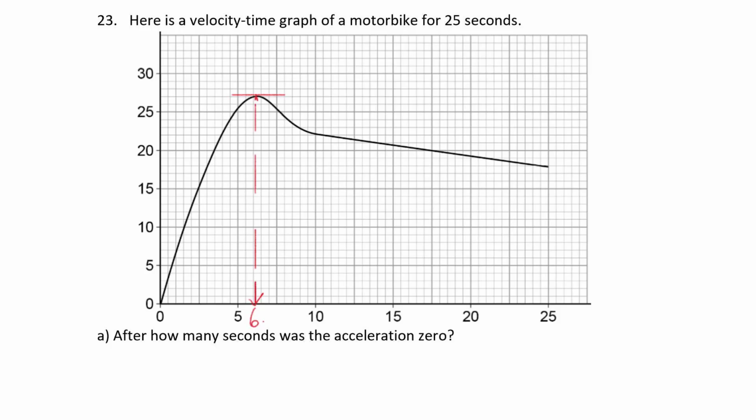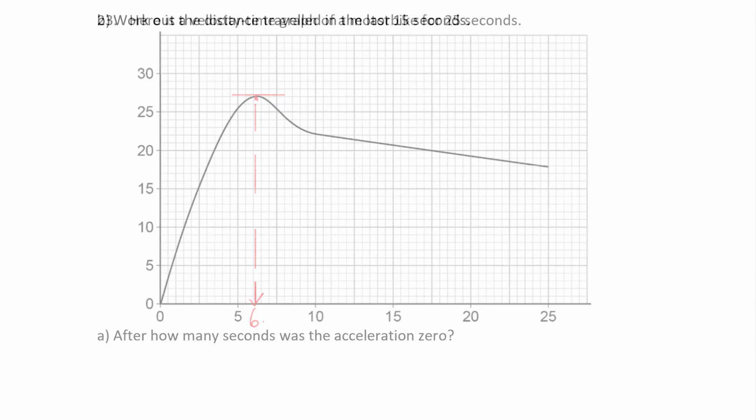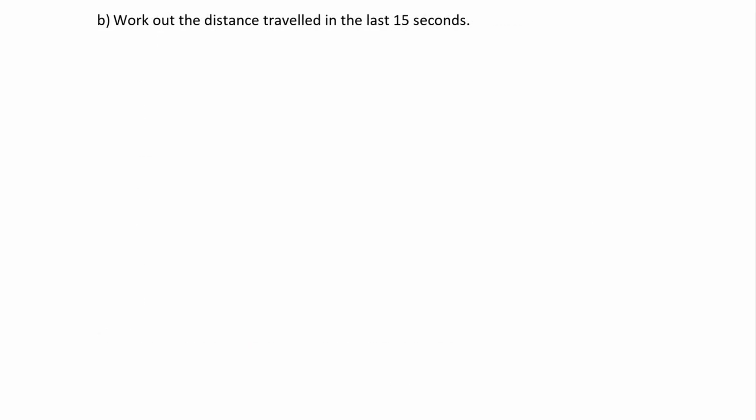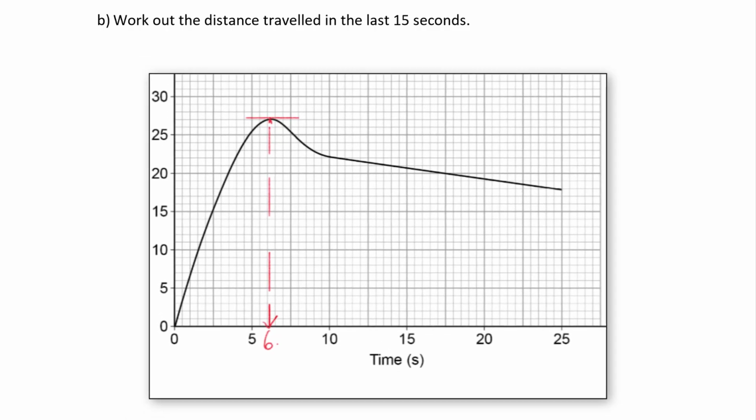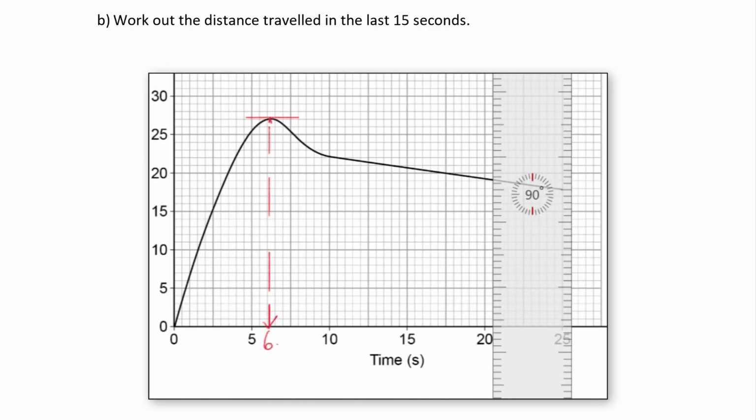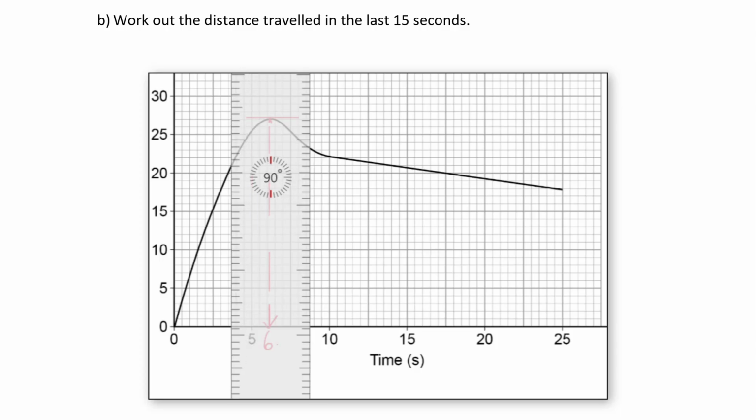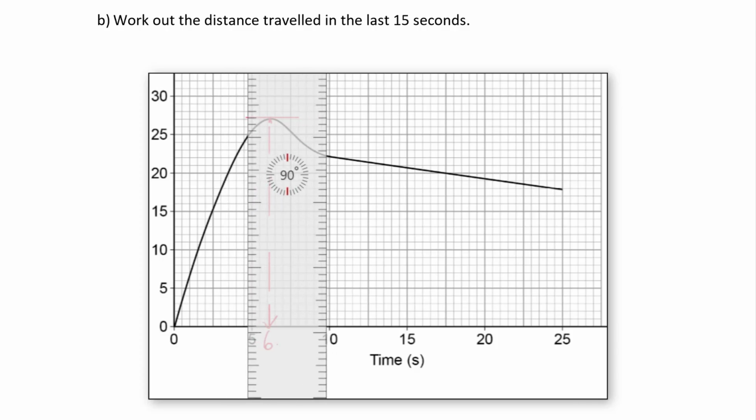So after how many seconds was the acceleration 0? It's going to be after 6 seconds. And then it says work out the distance travelled in the last 15 seconds. Now distance travelled is the area under a velocity time graph, and the last 15 seconds is, so 25 seconds less 15 is 10. So it's this section here.